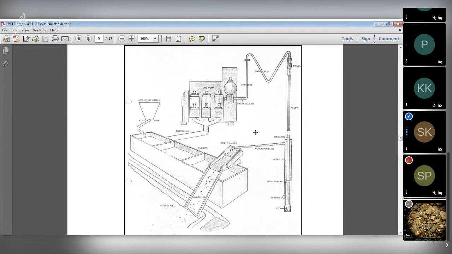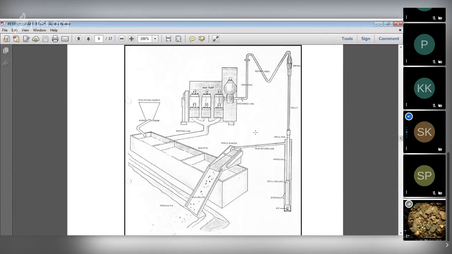When we say MWD, you have to be prepared with your electronics part: how the sensors work, how the pressure sensors work, how the gamma tool works. How is gamma detected by the sensors? There are different types of gamma sensors, such as Geiger-Muller tubes and scintillation crystals. So when you go for MWD, make sure you have the sensor part very thorough.